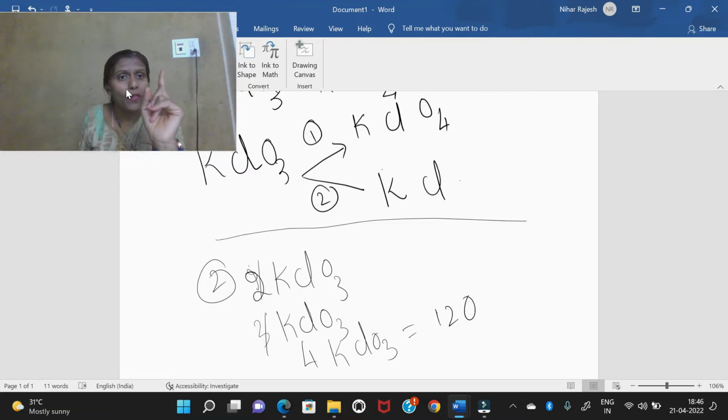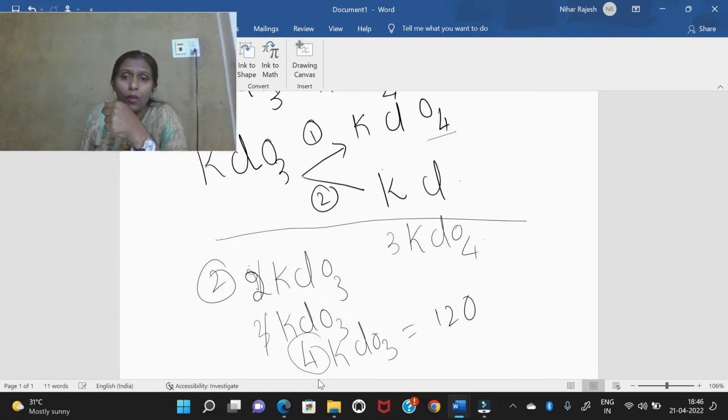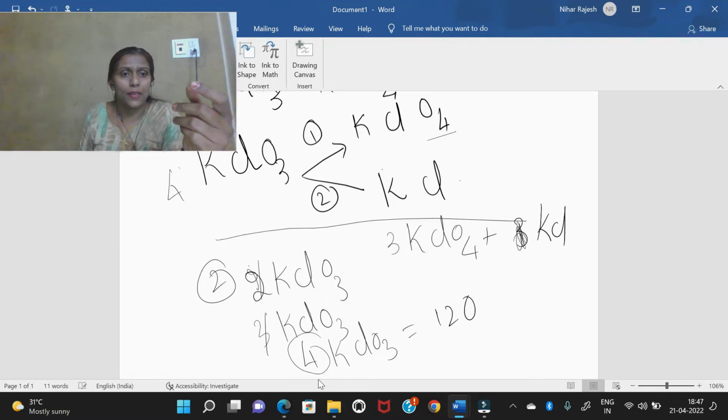Now, only one family wants oxygen, which is O4. In one bag, there should be O4. So, because I am supplying 3 kgs here, how does it become 3 kgs? 3 KClO4 plus KCl. Look, here it is 3 kgs of potassium plus, sorry, 1 kg of potassium, which becomes 4 and this gets balanced.